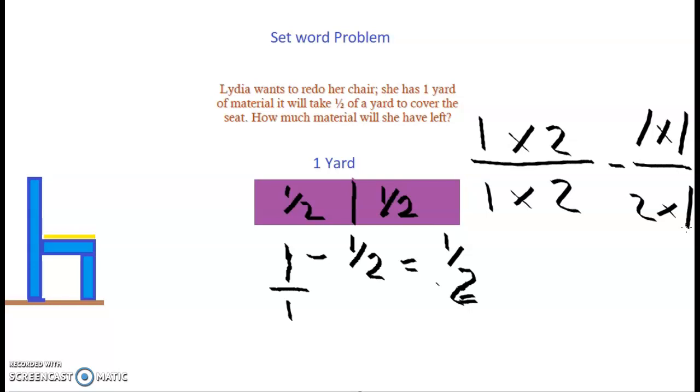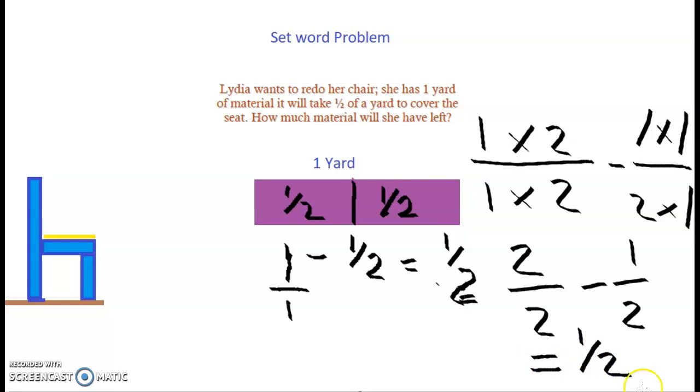So 1 times 2 is 2, minus 1 over 2. So we know that our common denominator is 2 in this equation. So we subtract 2 over 2 from 1 over 2, we get 1 half. So we know the answer is that she would have 1 half of a yard left after redoing the seat of her chair.